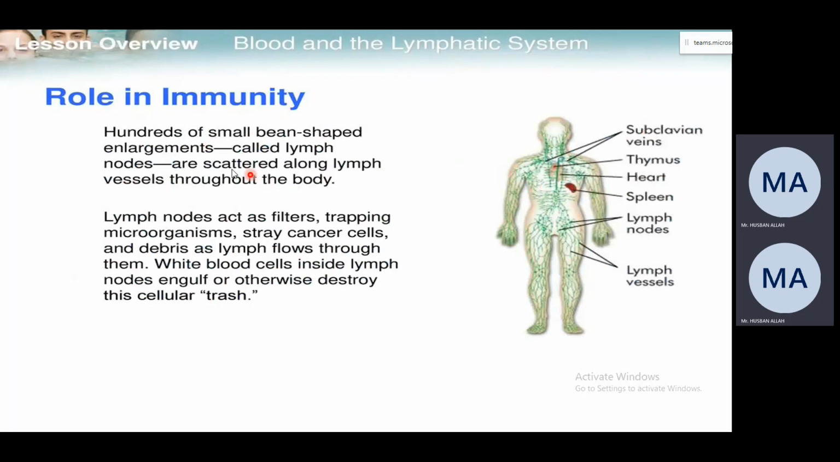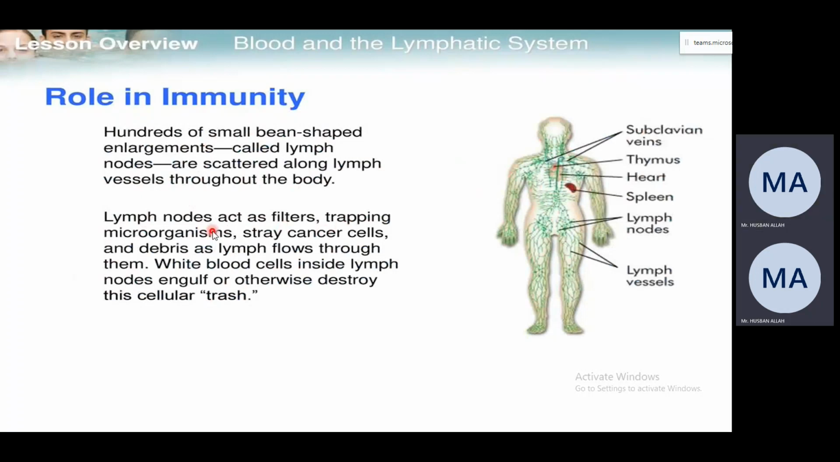Lymph nodes are scattered along the lymph vessels throughout the body. You can see it is present throughout the body, right? It is present in almost all parts of the body. Lymph nodes act as a filter, right? The first point, if you remember, we studied that it is screening the blood. I mean, it is acting as a filter. Lymph nodes act as a filter.